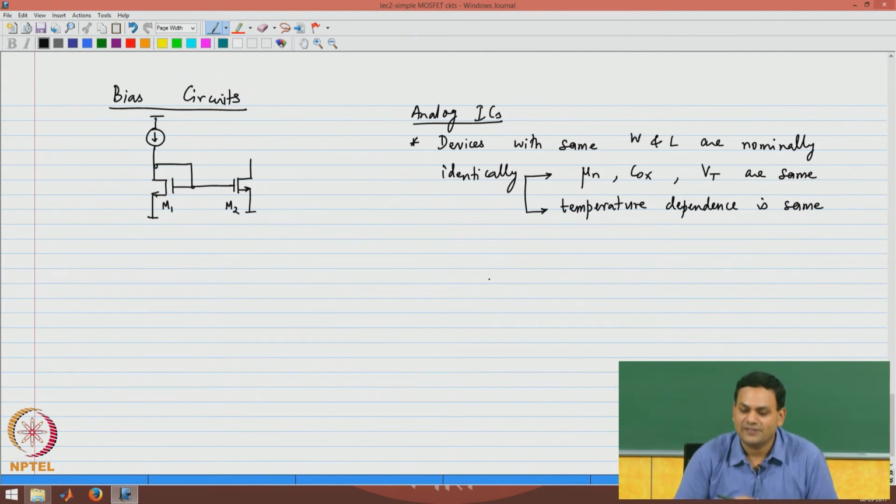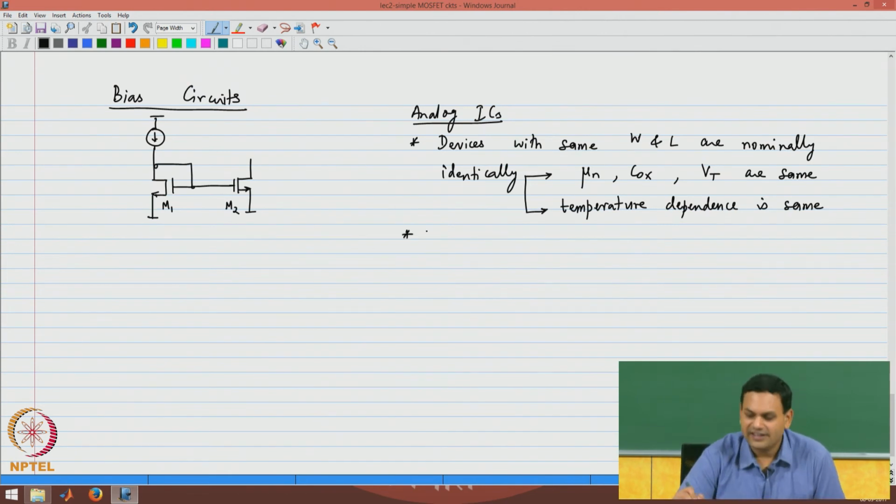In other words, if the temperature changes, let us say the temperature increases, normally the mobility of the holes or electrons falls with increase in temperature. In such a case, you can assume that if you have two devices on the same IC, their mobilities will change by the same percentage amount.